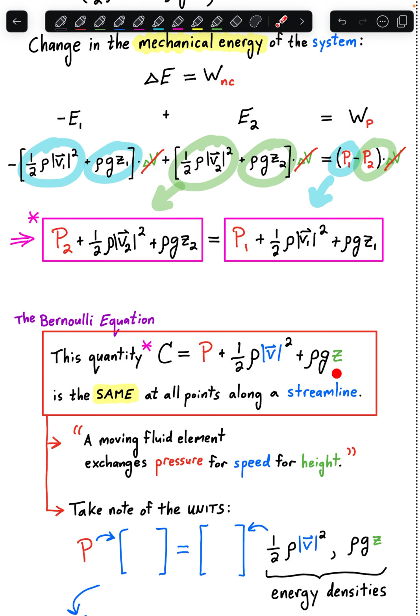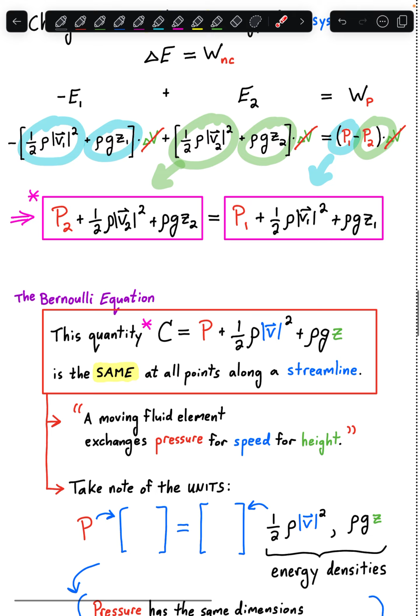It says that as we move along a streamline, we can, say, reduce the pressure, but then one of these would have to go up to compensate because their sum has to remain the same. Or we could increase the pressure, but then one of these would have to go down, or any other such possible combination. The concept here is that a moving fluid element exchanges pressure for speed for height. If you gain or lose height, you've got to gain or lose speed or pressure to compensate for that in order to conserve energy.